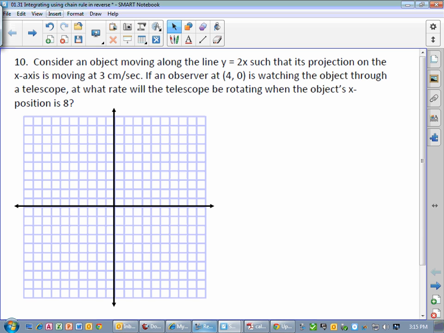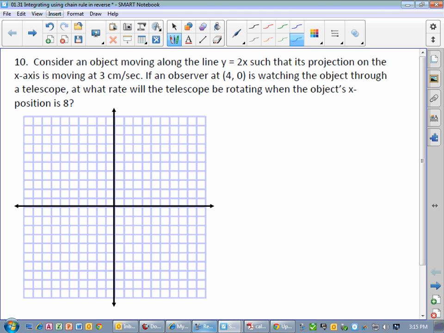So this is number 10 on your cumulative review for today. All right. So consider an object moving on the line y equals 2x such that its projection on the x-axis is moving at 3 centimeters per second. If an observer at (4, 0) is watching the object through a telescope, at what rate will the telescope be rotating when the object's x position is 8?